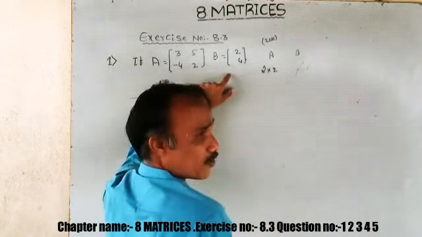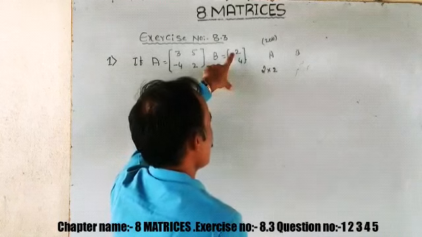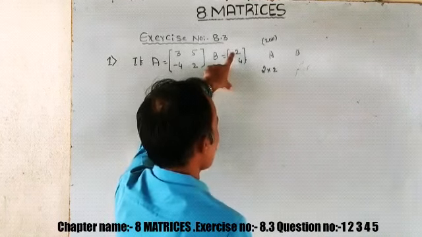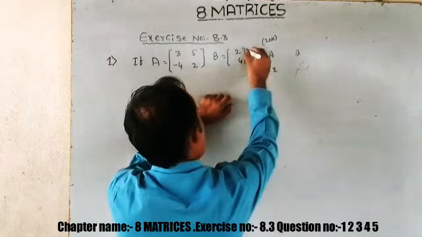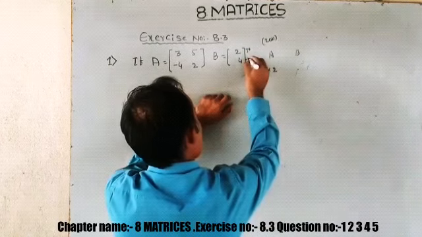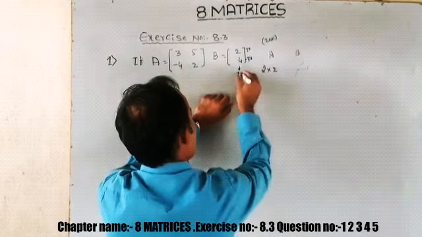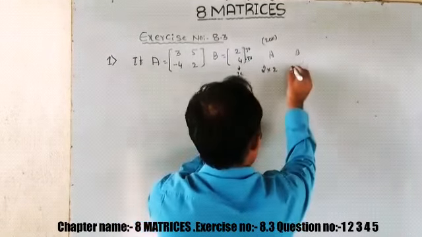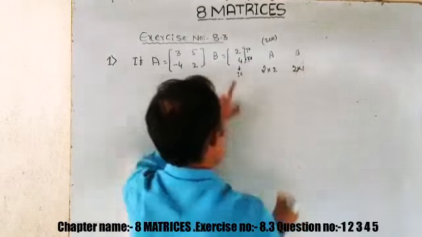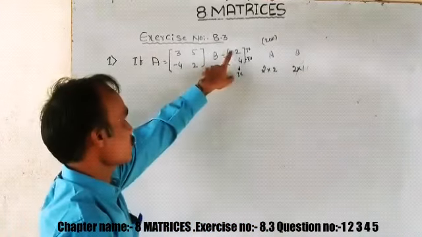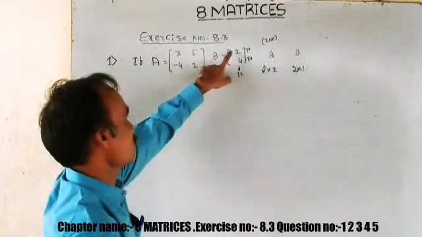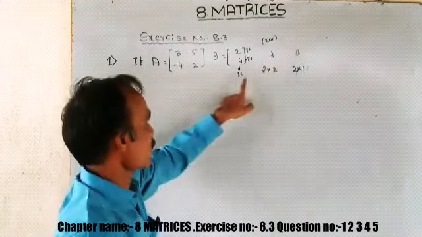Now, very important, listen carefully. First row, second row. This is 1R, the first row. This is 2R, the second row. 2, 4. This is only 1 column. What is the order of B? 2 rows and 1 column. Any confusion here? First row, second row, only 1 column. So it has 2 rows and 1 column.